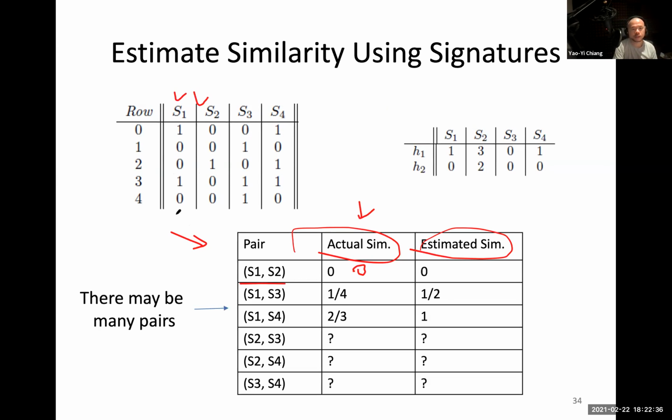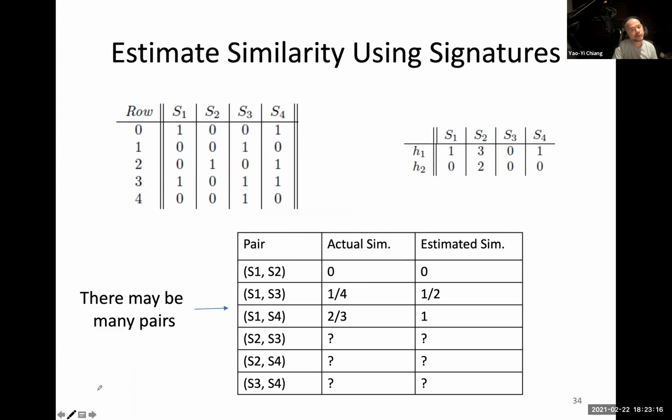Let's look at S1 and S3. What's their intersection? How many items? All right, someone says 1, so 1. Awesome. And what's the union? 1, 2, 3, 4. Okay, great. S1, S4 intersection. 2. 1, 2. Do we count 0? No.